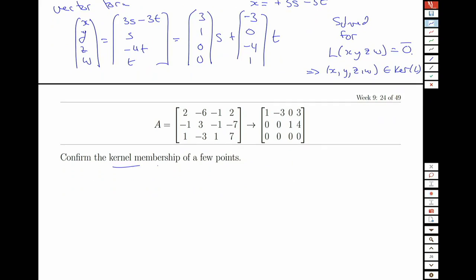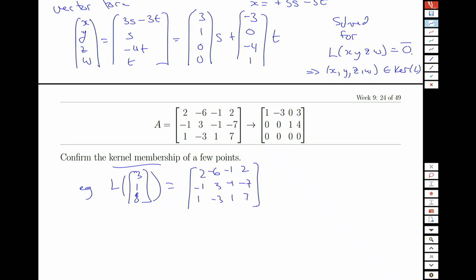Let's just check that. Let's confirm that. Let's just do L of that 3, 1, 0, 0 vector. That's going to be a flashback to what we did last week, so it's been a while. I'm just going to write out my matrix here and put the column vector here. And this is row by column, row dot column dot product.